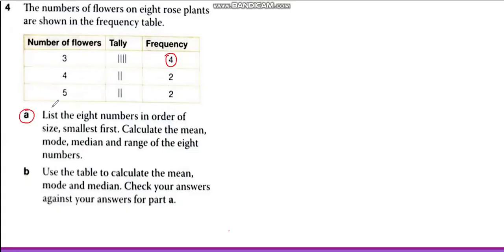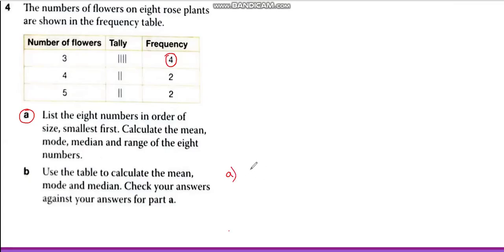So the A part says list the 8 numbers in order of size, smallest first, which means in ascending order. Calculate the mean, mode, median, and range of the 8 numbers. So let's arrange the numbers. We will do this part here.